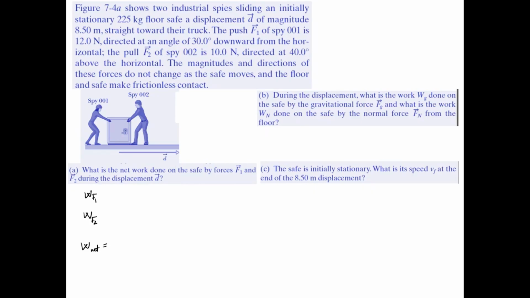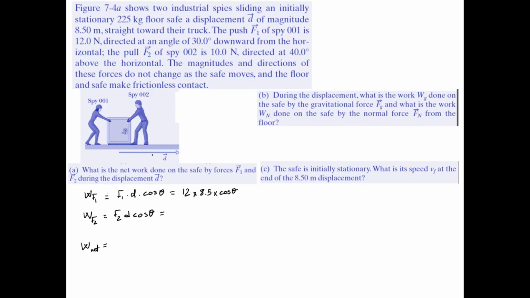Okay, so I remind you of the formula of the work done. So the work done by a given force is given by the force itself times the displacement, d in this case, times cosine theta or phi, where phi is the angle between the force and the displacement. Same thing for F2. And W net will be just the sum of what we will obtain here. So the work done by the first force, let's see, its magnitude is 12 newtons. Our displacement is 8.5 meters. And we still need the angle between the force and the displacement.